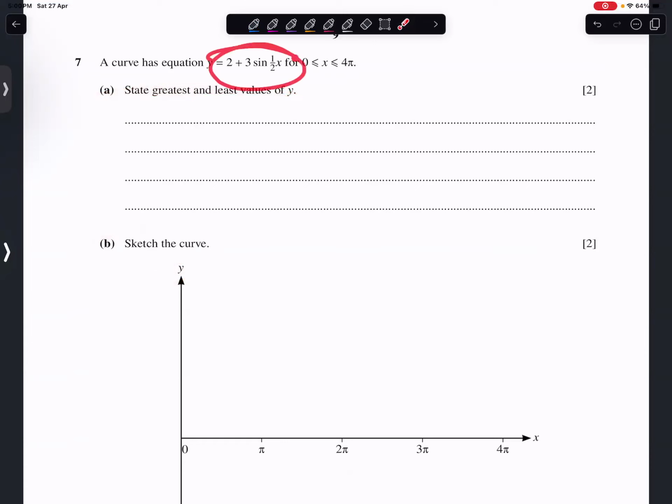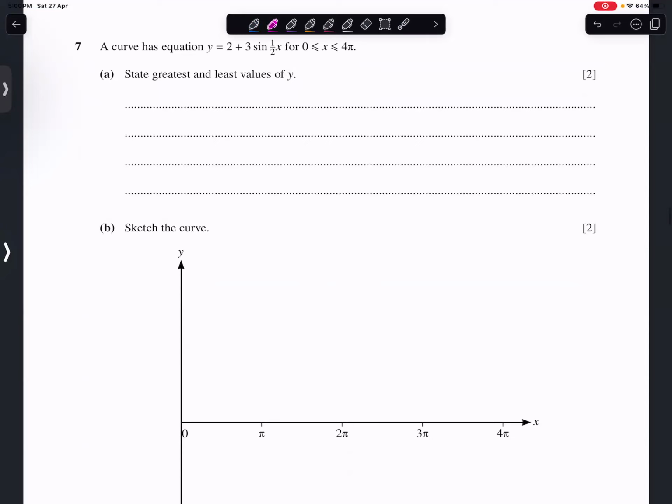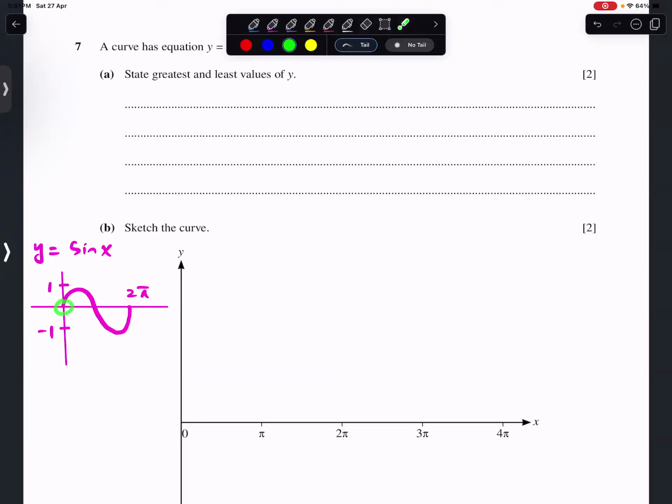So how will you sketch these types of graphs? Students, first of all, let me tell you in a proper way. First, just think of the graph of y is equal to sine x. I hope you all know that the graph of sine x looks like this. And I hope you know that this ranges from 0 to 2 pi. So this is your first concept.